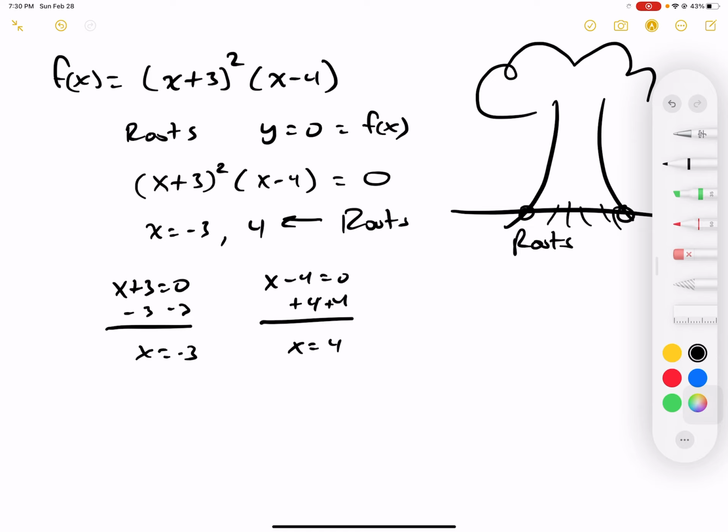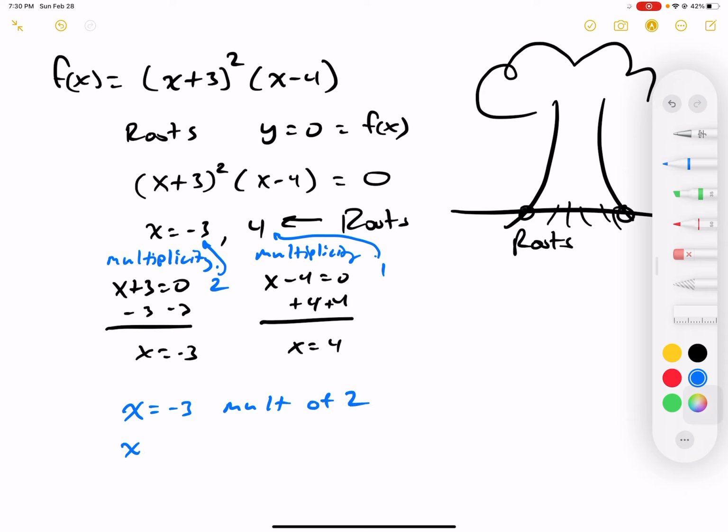Okay, so you look here and you only see 2 roots. And if I told you we had 3 roots, but you only see 2 numbers, we have to include some more information here. And the word we mentioned last time was multiplicity. The multiplicity of -3 here is 2, and the multiplicity of 4 is 1. So x at -3 has a multiplicity of 2, and x at 4 has a multiplicity of 1.